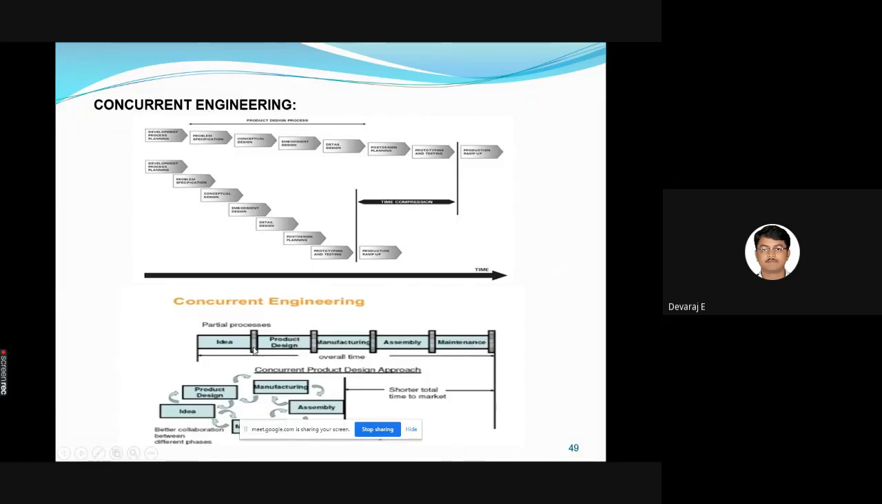So this was the traditional method. The first process is called the traditional method. After finishing one process, it will be continued by the others.